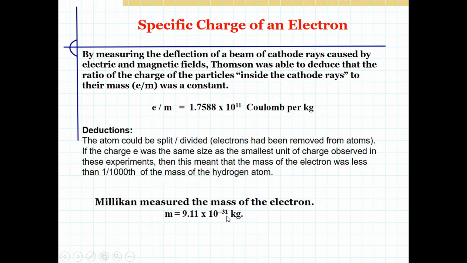This minus 31 is very important. It tells us how small the mass is. It's nearly zero, but it was measured, and that's how we come to know how precisely in physics we can measure things.